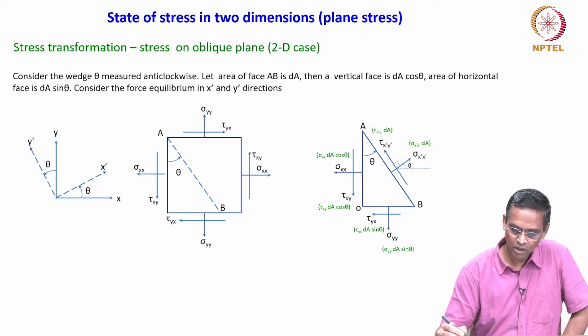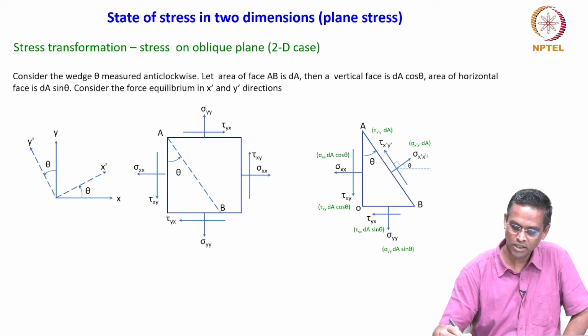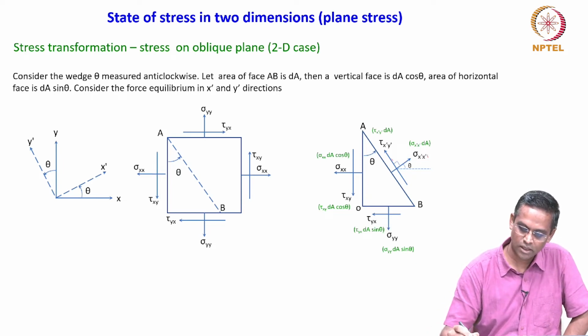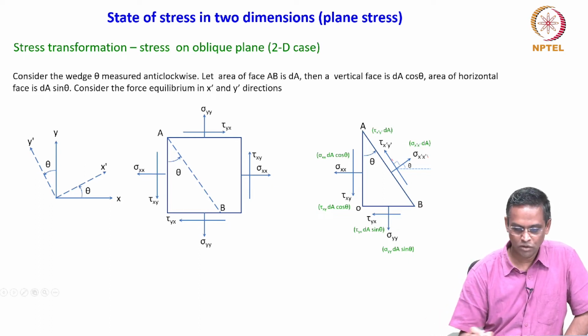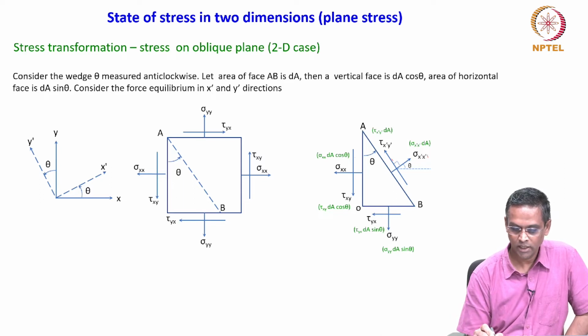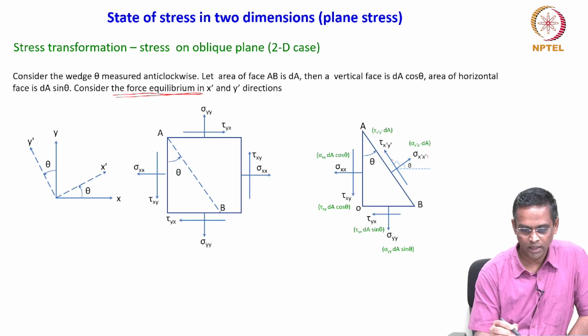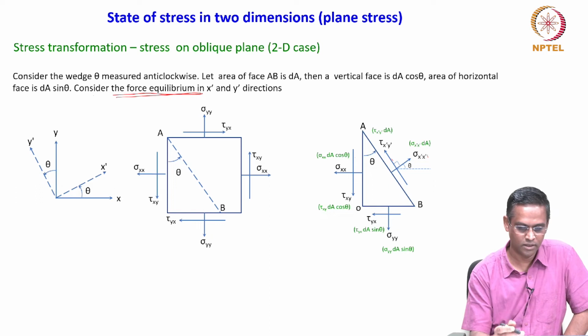So what you are seeing here is a new face, and sigma x prime is a normal stress on this oblique plane, and this is the shear stress tau x prime y prime acting on it, and the rest is all the same. The only thing is, we are interested in looking at the force equilibrium in the x prime and y prime direction. So, we are looking at this direction and this direction after rotation, right.